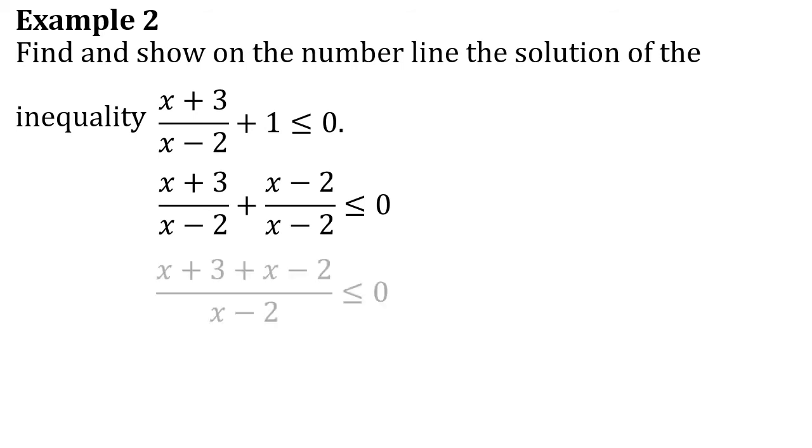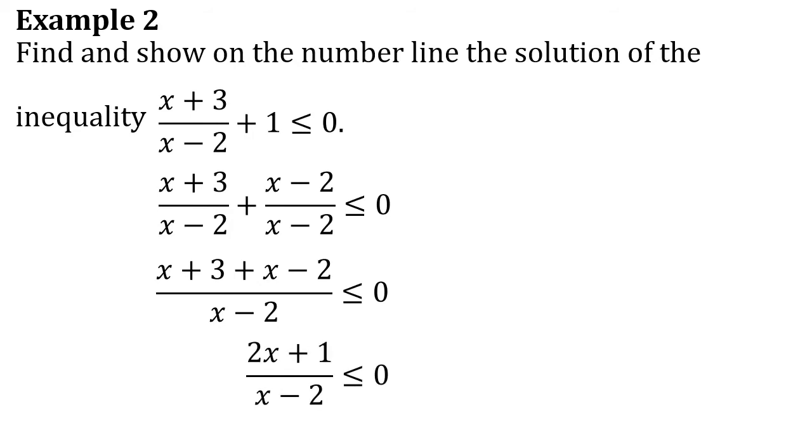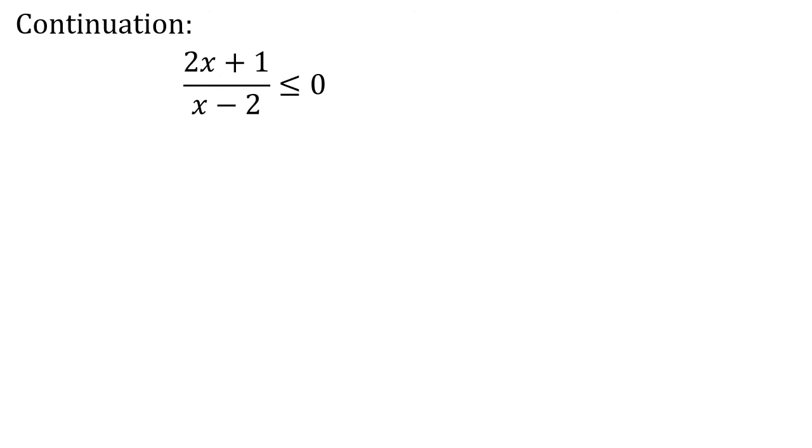So this will become (x + 3 + x - 2)/(x - 2) greater than or equal to 0. I'm sorry, less than or equal to 0. Then, simplifying it, x plus x is 2x, 3 minus 2 is 1. So that will be (2x + 1)/(x - 2) less than or equal to 0. So now we can solve for the solution of this inequality. Let us make use of a number line for the continuation, and then we're going to solve for the critical points.